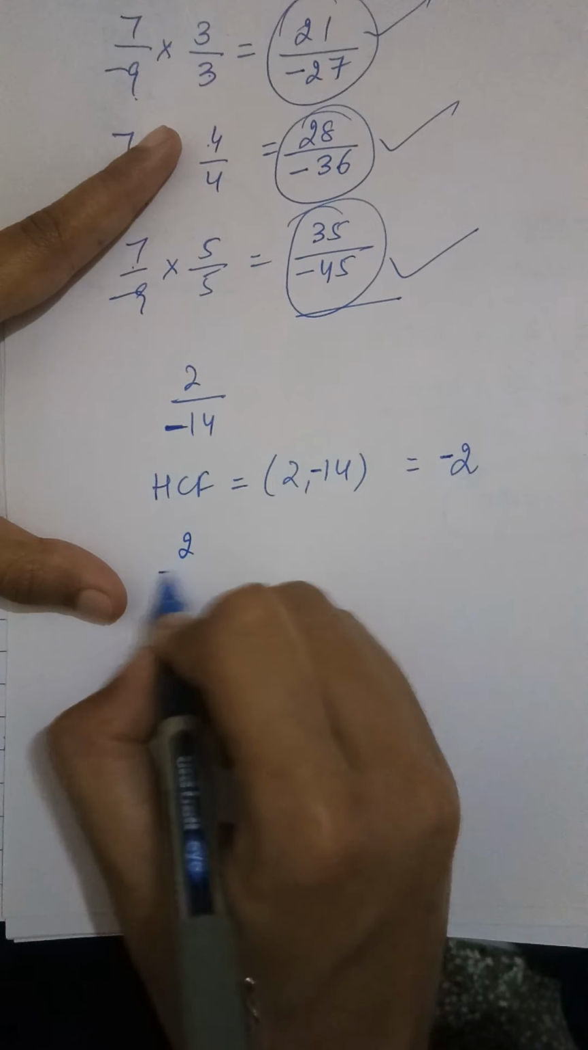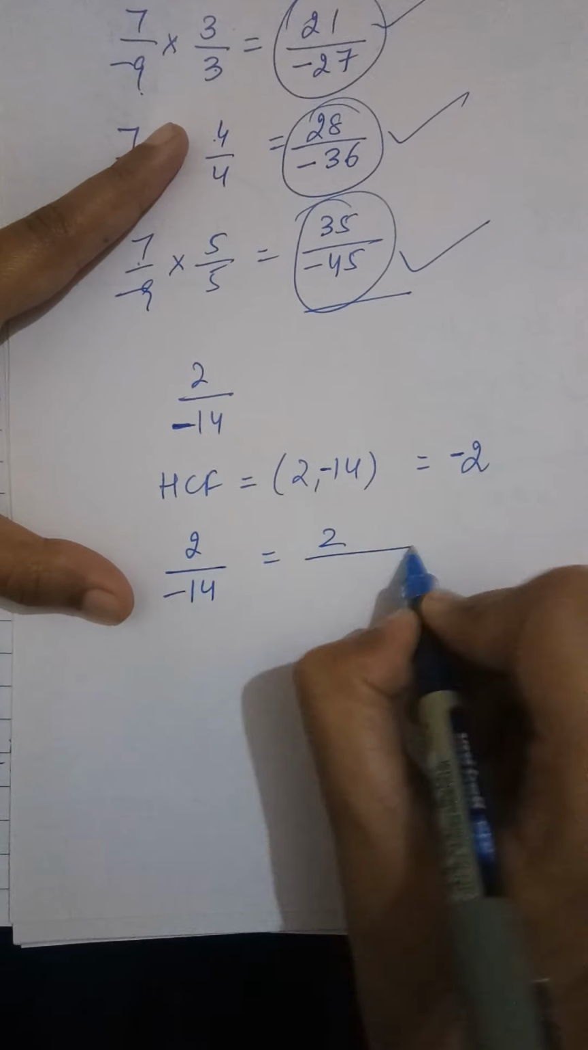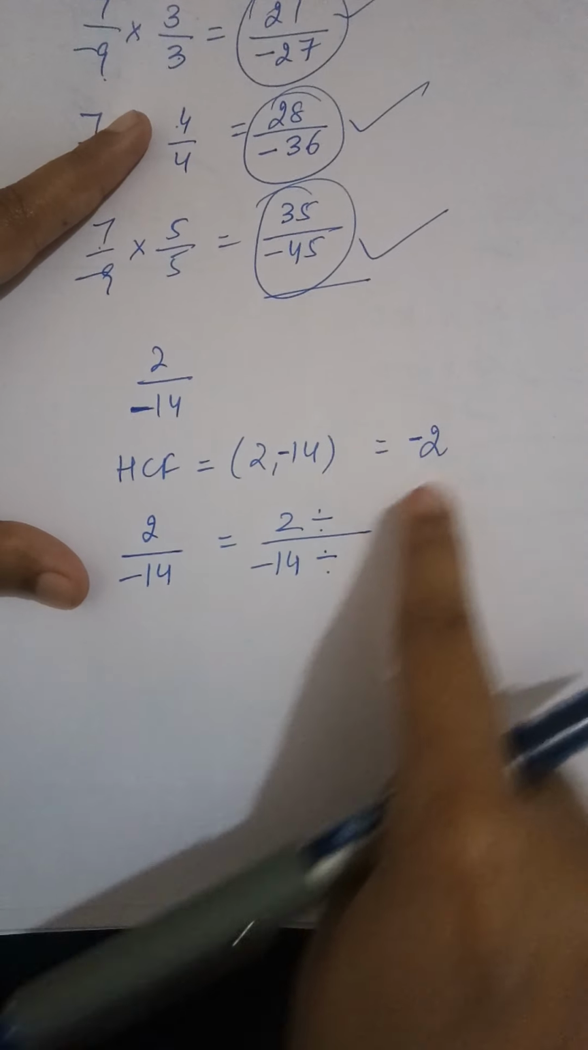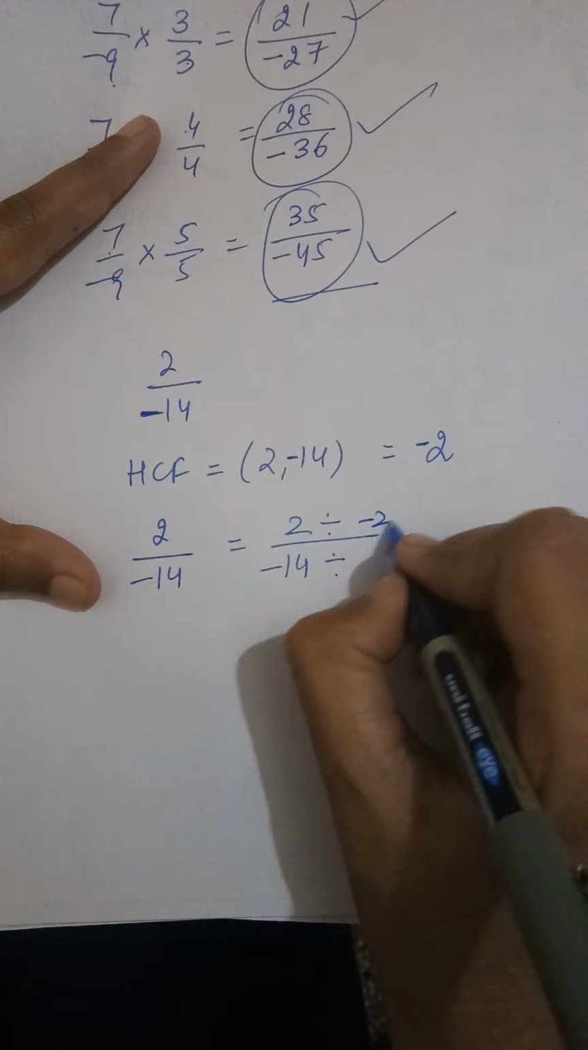Now next, 2 upon minus 14 is there. I am going to divide the numerator and the denominator by the HCF. What is the HCF? Minus 2. Now let's see.